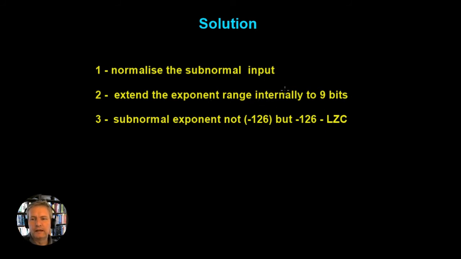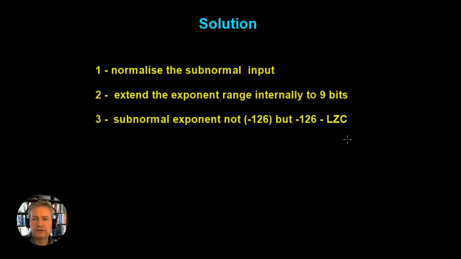Now I've written here internally extend it because in effect this will become like a hidden 9th bit of the exponent, in the same way we've got a hidden 24th bit of the significand or the mantissa. Now the third thing we have to note here is that the subnormal exponent is no longer going to be the fixed value of minus 126. It's going to vary, and it's going to vary from minus 126 to our value minus 149.